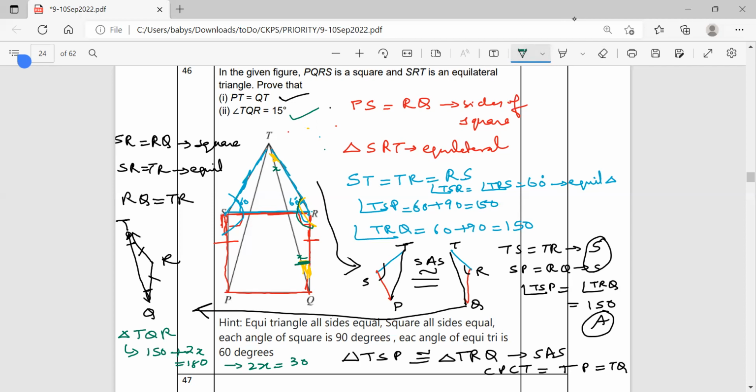angle QTR. Okay, so here we have actually used three concepts: properties of an equilateral triangle, properties of a square, and SAS congruency. And of course the angle sum property, which is related to triangles as well. So I hope this part of the explanation has been clear to you.